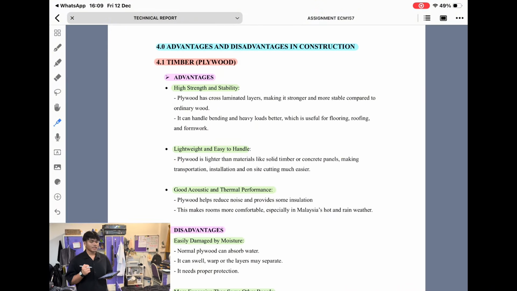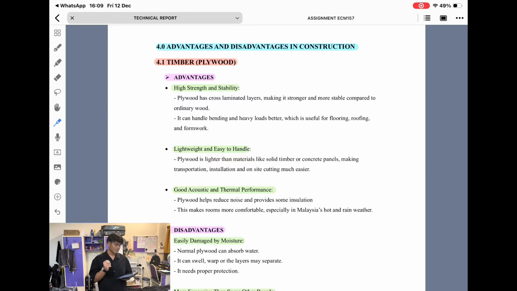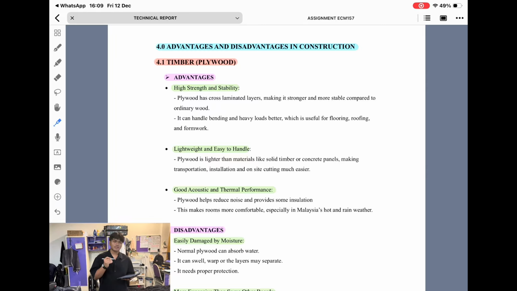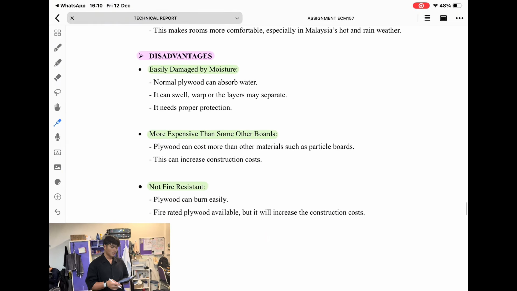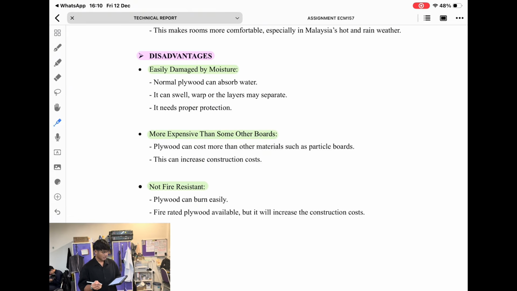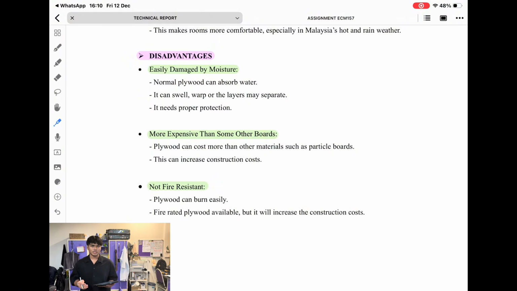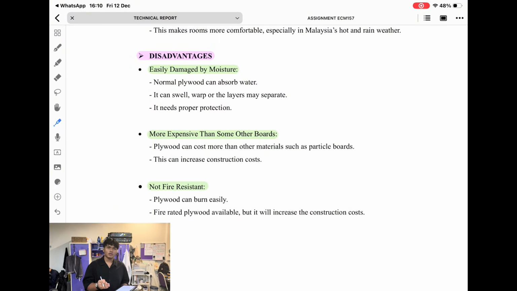And then we go to the advantages and the disadvantages in construction. The advantage for plywood is its high strength and stability. Plywood has cross-laminated layers, making it strong and more stable compared to ordinary wood. Other than that, plywood is also lightweight and easy to handle. The disadvantage for plywood is that it is easily damaged by moisture, and it is also a non-fire resistant material.